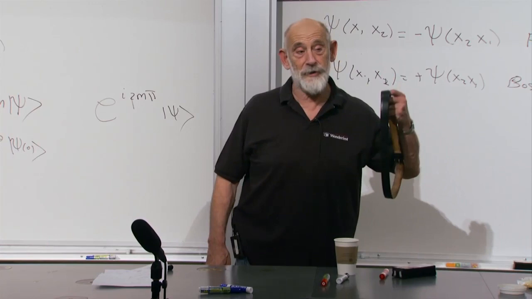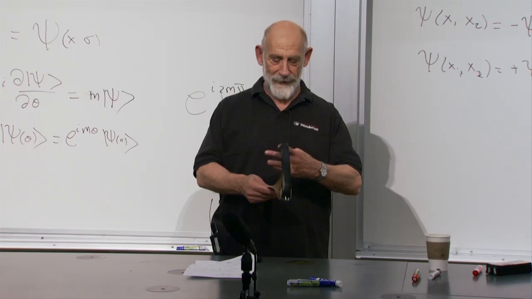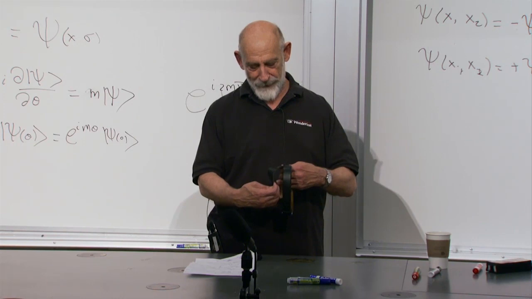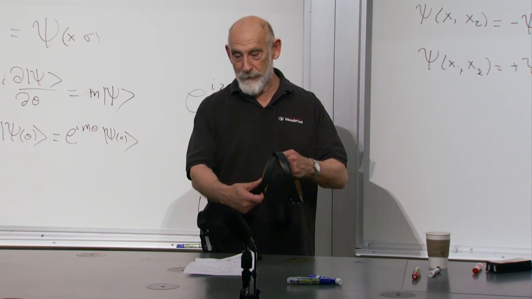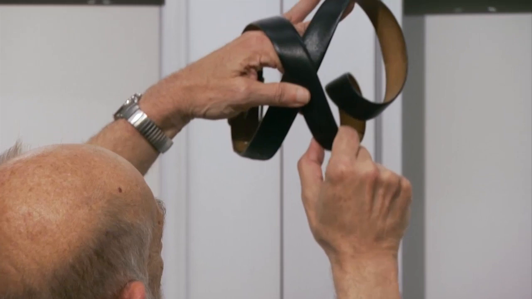Here's my belt. Now, I'm going to do something with the belt, and then we're going to talk about what it is I did. I hope I can do it. I think I can do it. All right, we're going to do a double twist of my belt, okay? This is done easily with a rubber band, but if I did it with a rubber band, you couldn't see it from here. All right, notice if I hold it this way, you see an exchange. You see the two bottoms of the belt here having been exchanged.